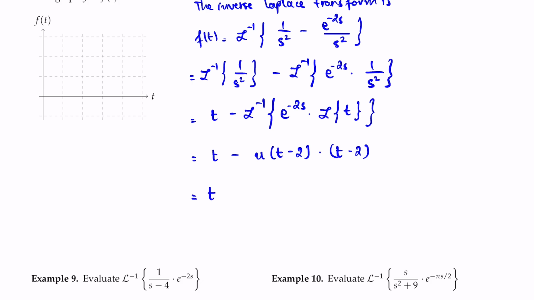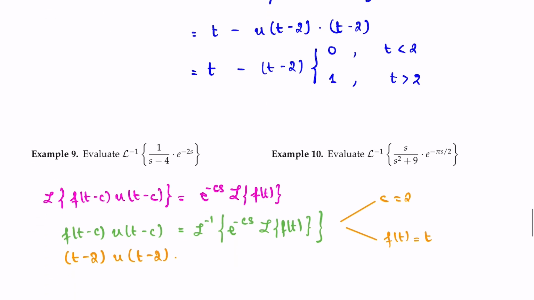So you have t minus 2 multiplied with u of t minus 2. This is equal to 0 when t is less than 2, and is equal to 1 when t is greater than 2. Okay. And then you multiply t minus 2 in, right? So t minus 2 times 0 is 0. t minus 2 times 1 is t minus 2. So you get t minus 0, and this is t minus 2 times 1, which is t minus 2, when t is greater than 2.